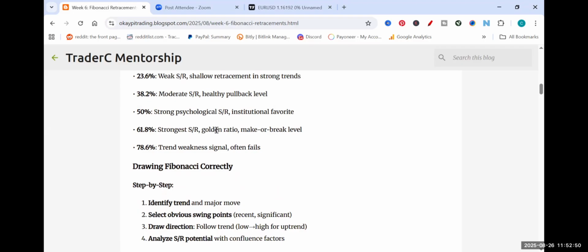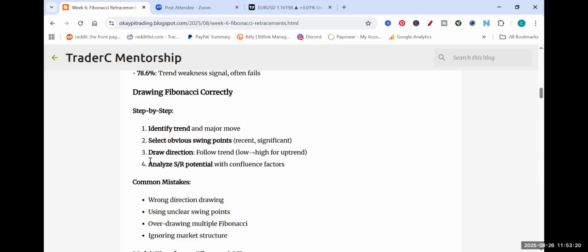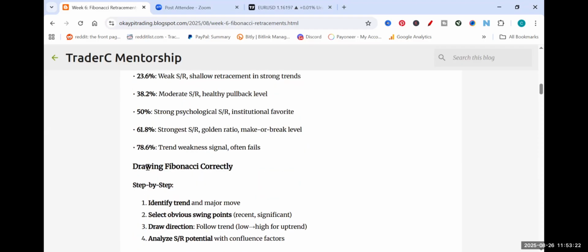It offers the strongest support and resistance. It's also called the golden ratio, and it may make or break the level. So once broken, we have a flip. If it holds strong, it is a good level. So the 78.6% tells us the trend has weakened. It is a trend weakness signal and often fails to go to the next swing high or swing low that we are targeting.